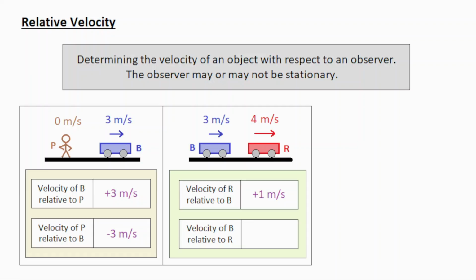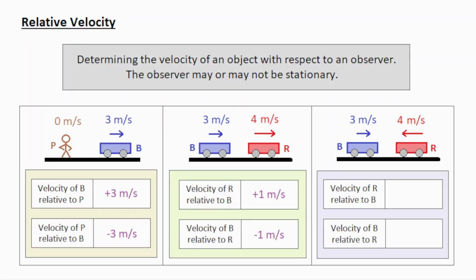But now taking the point of view of the red cart, if I were riding on the red cart and looking back, the blue cart would appear to be separating from me by a small amount, or moving to the west with a small velocity. It would appear no different than if I were at rest and the blue cart were moving with a velocity of 1 meter per second to the west. So I would answer negative 1 meter per second, or 1 meter per second to the west, as the velocity of the blue cart relative to the red cart.